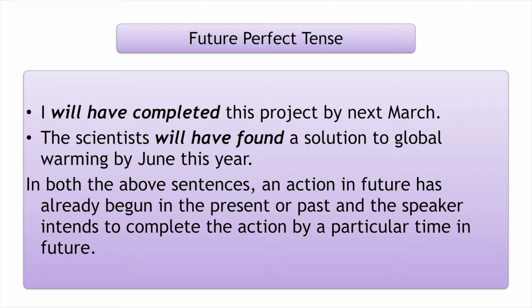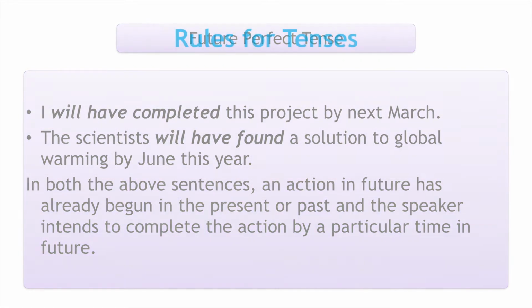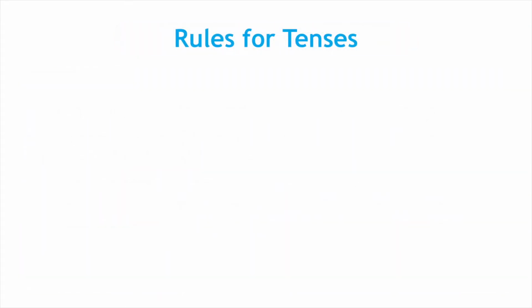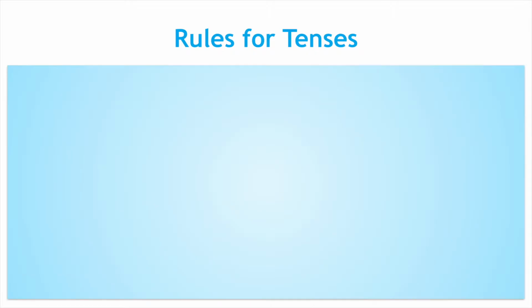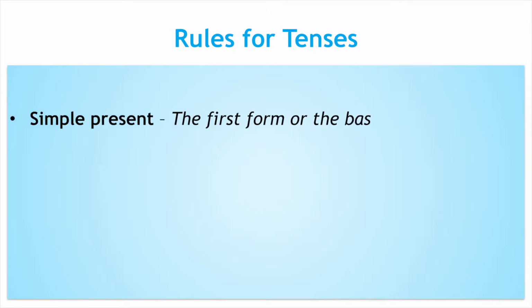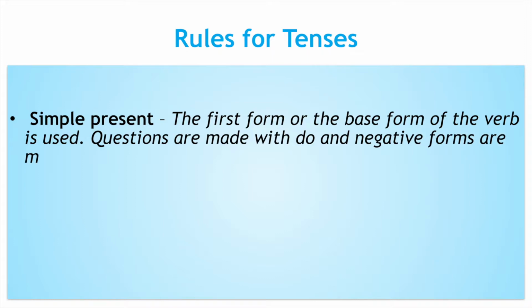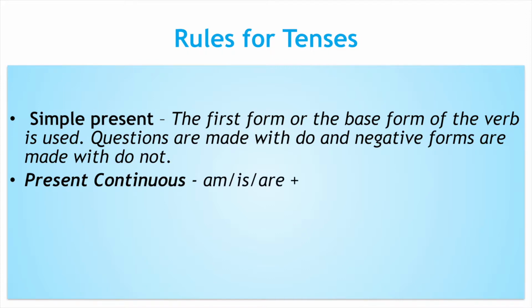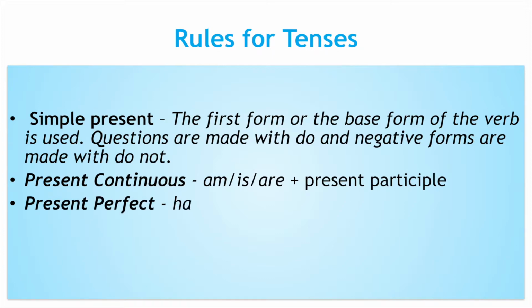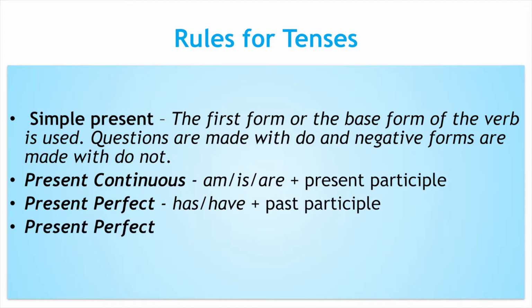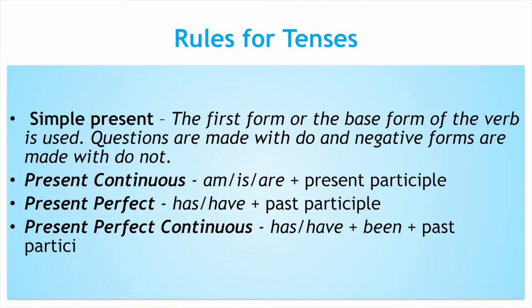Now that we have understood the functions of tenses, let us just look at the rules for tenses. In order to understand or use simple present tense, we must know that the first form or the base form of the verb is used. Questions are made with do and negative forms are made with do not. In present continuous tense, am, is or are plus present participle is used. In present perfect, has, have and past participle is used. When we use has or have plus been plus past participle, we get the present perfect continuous tense.